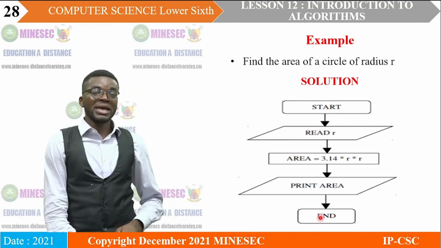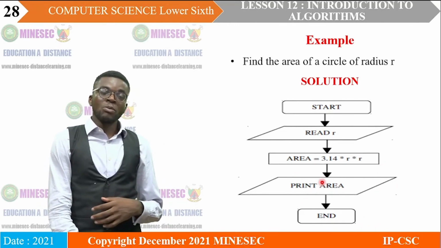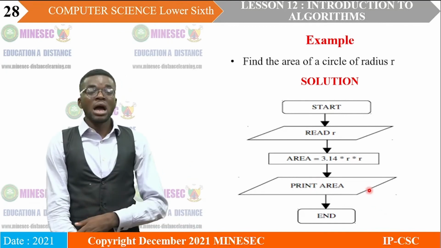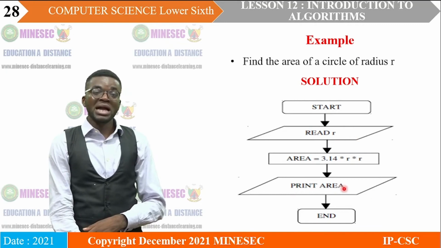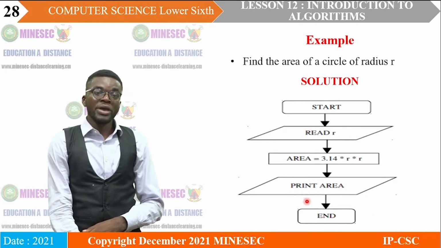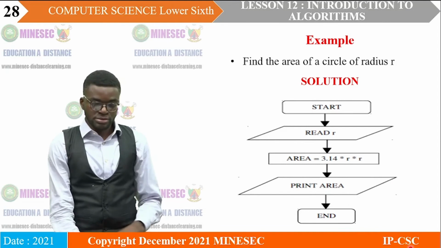And lastly, we print out our area. This symbol is used for input as well as output. So here we get input, and here we print out our area. Then we end our algorithm.